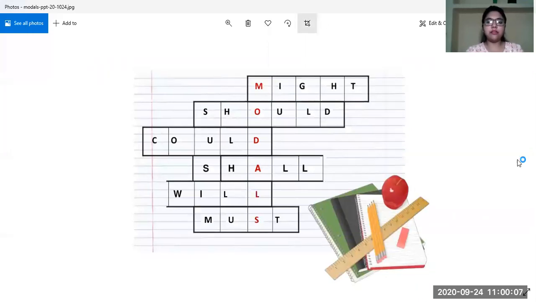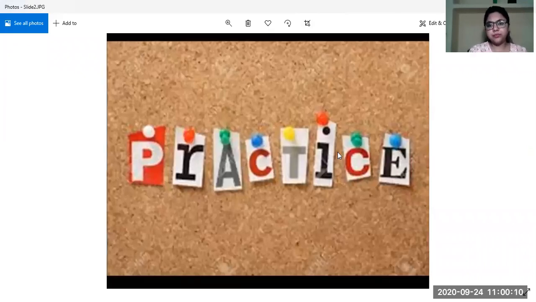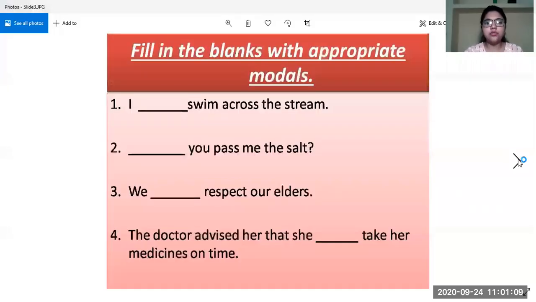Okay, so now if you have understood, let us practice some questions, and after that I'll be taking up your questions. You have to just fill in the blanks with appropriate modals. The first one is: I dash swim across the stream. Let me see who will answer this. Yes, Shubh. I can swim across the stream. Correct. It is showing my ability, so I can swim across the stream.